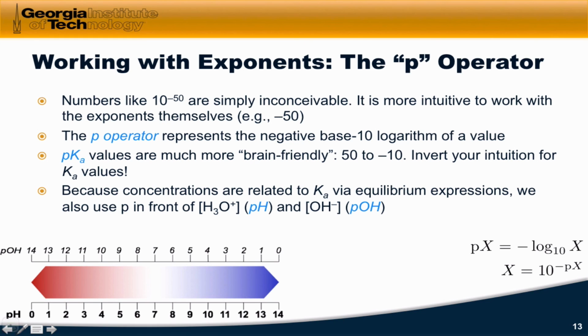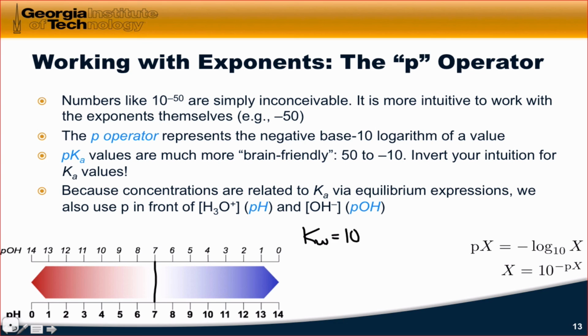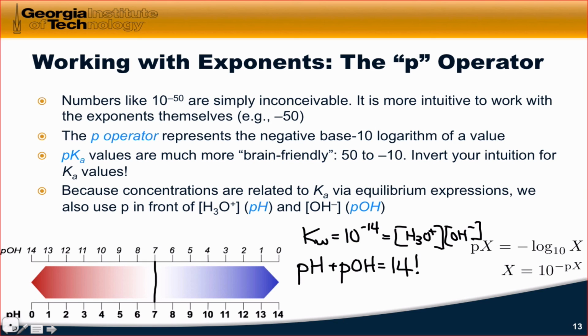That's represented here by the pH scale. You'll notice that at each point on this scale, the pH and pOH sum to 14, and that must be true because of the nature of Kw. Kw is 10^-14, and it's equal to the product of the H3O+ concentration and OH- concentration. That means that pH and pOH, which comes out when we apply the p operator to both sides of this equation, must be equal to 14. And that's true at every point along this scale.